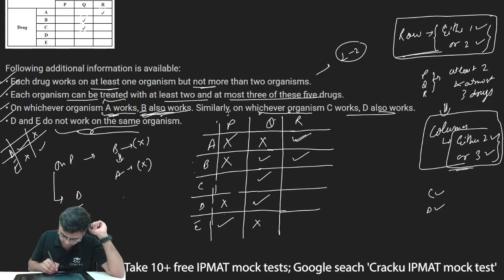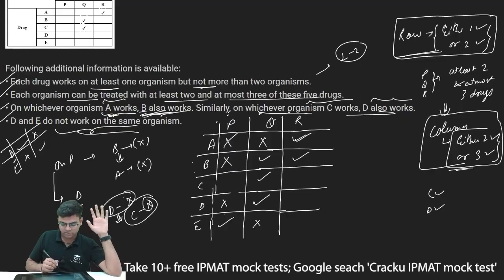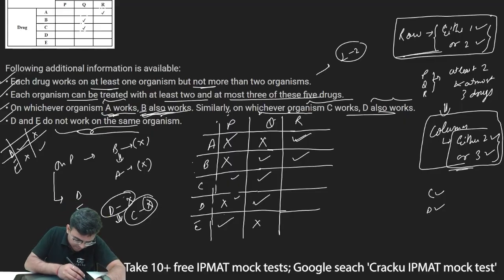So if I say D does not work on E, but it is clearly given that on whichever organism C works, D also works. So if I say D is not working, then it should be definite that C should also not work, because if C works, then D will also work. If this is a tick, then this will be a tick as well, which is not possible, because I am saying that D is not working because E is working, so then D and D both will work, which is not the case. So thus I can definitely say if D is not working, C will also not work.